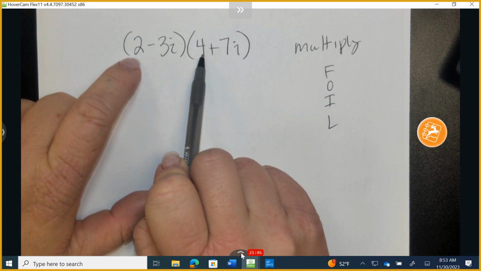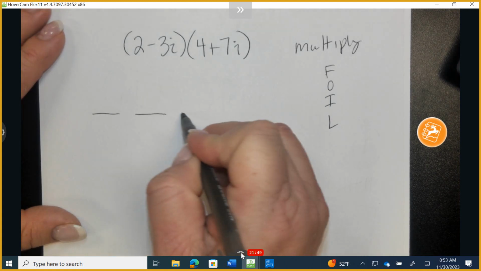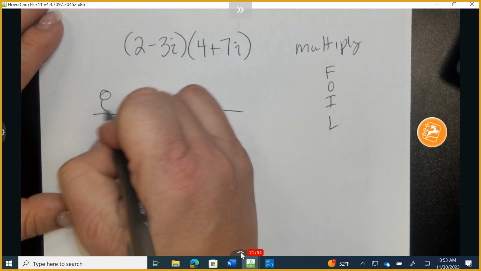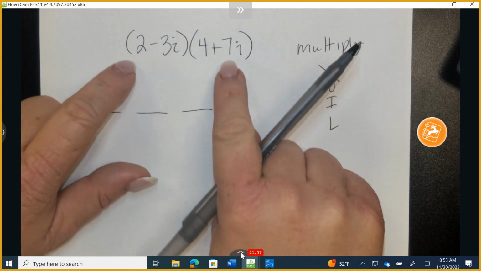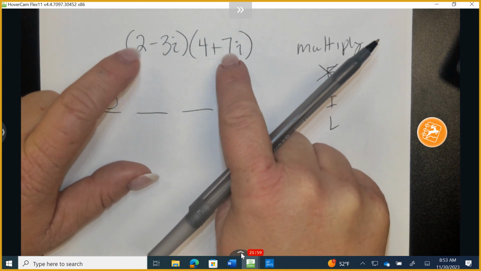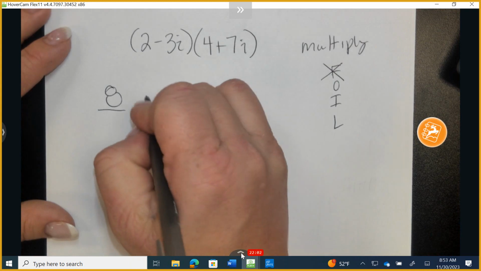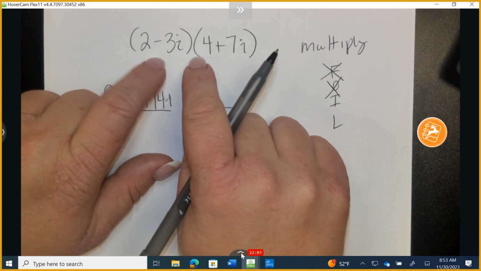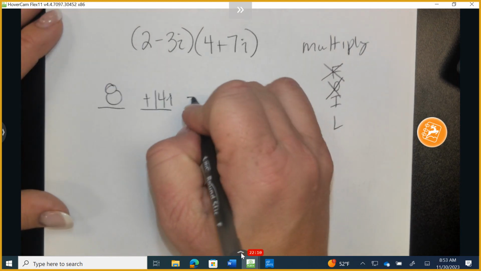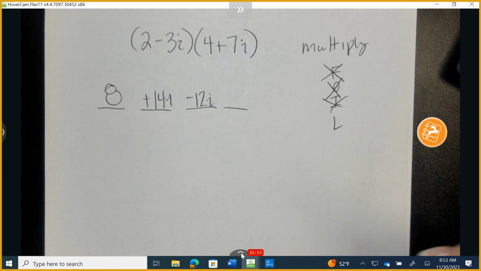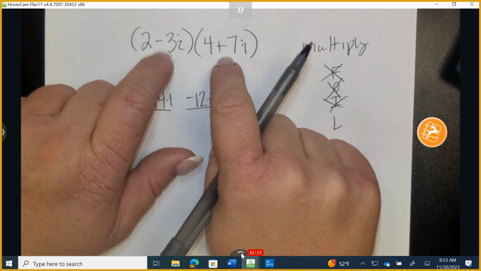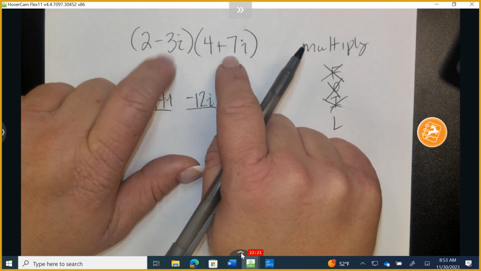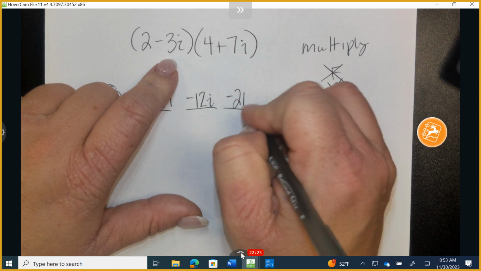I'm going to start with the front. 2 times 4, and by the way, for those that sometimes struggle, you're going to put down 4 lines. 2 times 4 for the front is 8. Now the outside, 2 times +7 is 14, and there's an i. The inside, -3 times 4 is -12, and there's an i. Now here's where it's tricky. -3 times 7 is -21, but how many i's are there? What is 2 i's? What does i times i give you? So I have -21, but then I have an i squared.